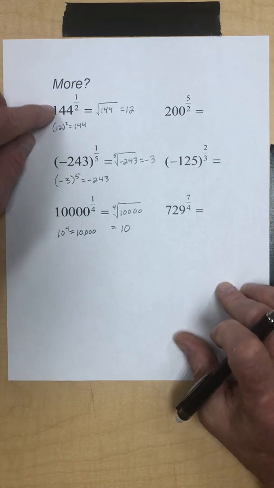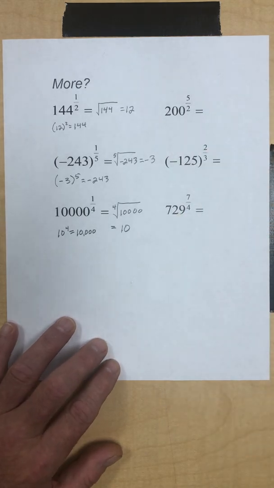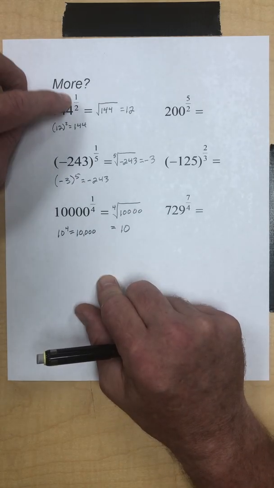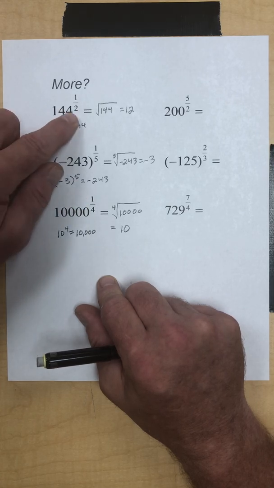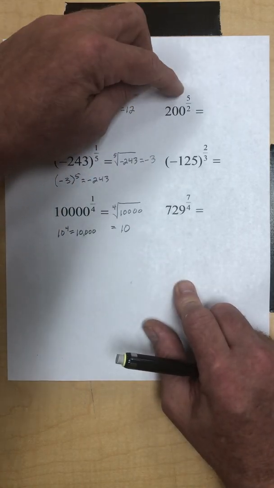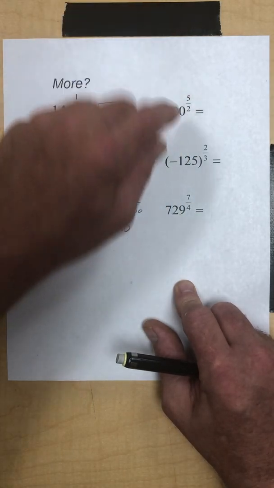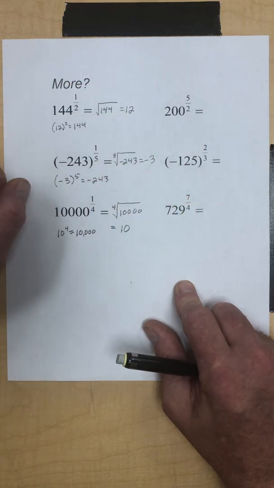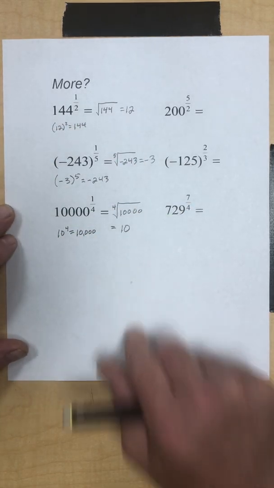So these guys right down the left-hand column are pretty easy. These get a little bit tougher. Because notice over here in the fractional exponents, the numerator is 1 all the way down, so it makes life easier. It's just a square root, 5th root, 4th root. Over here it's different because the numerators are not 1. So that would mean the 5th power of the square root of 200. This would mean the 2nd power of the cube root of negative 125, and this would mean the 7th power of the 4th root of 729, so a little bit more work.